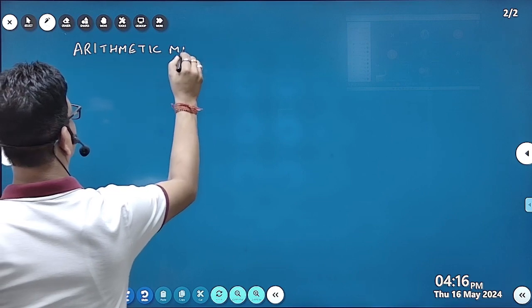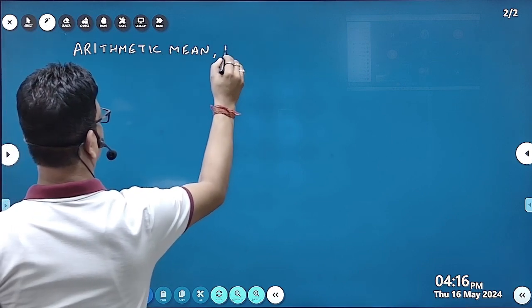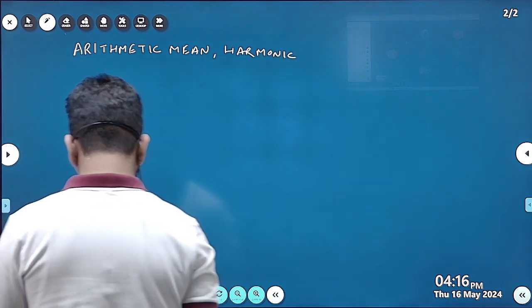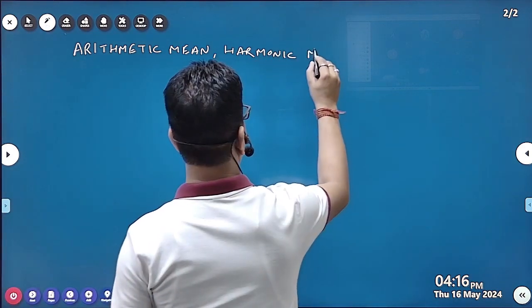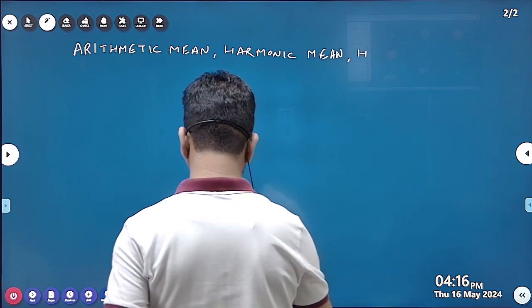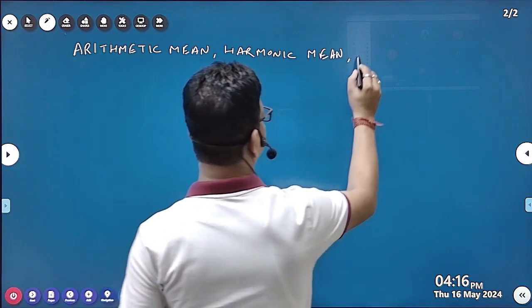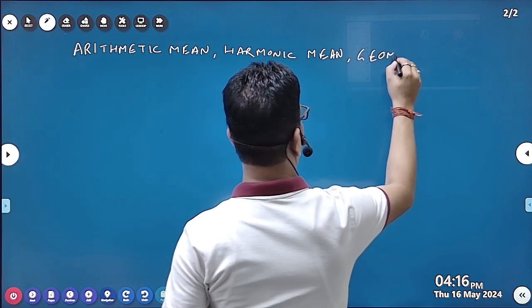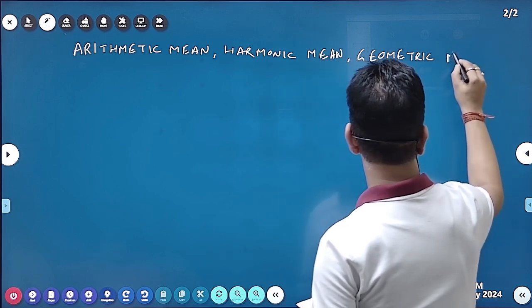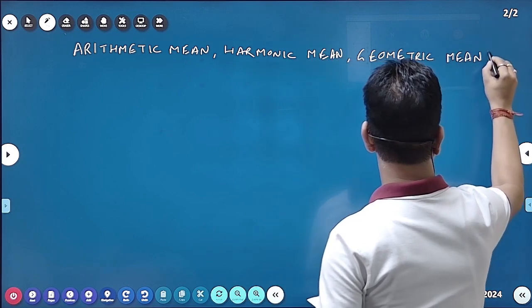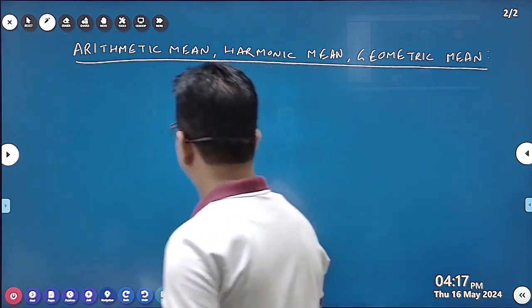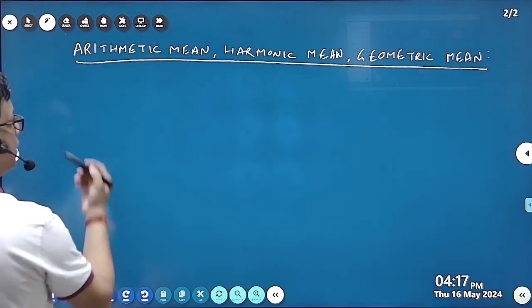Arithmetic mean, harmonic mean, and geometric mean. Okay, so these three we'll discuss. Out of these, geometric mean is a little confusing; the other two are easy. So: arithmetic mean, geometric mean, and harmonic mean.